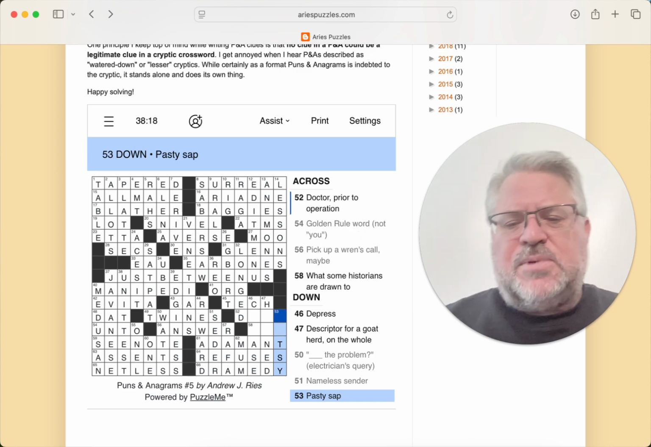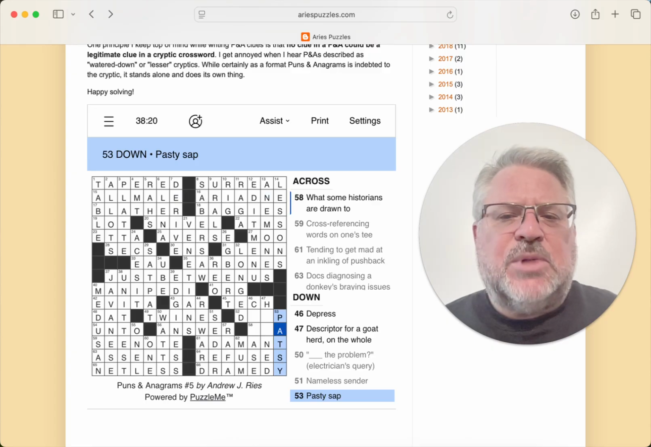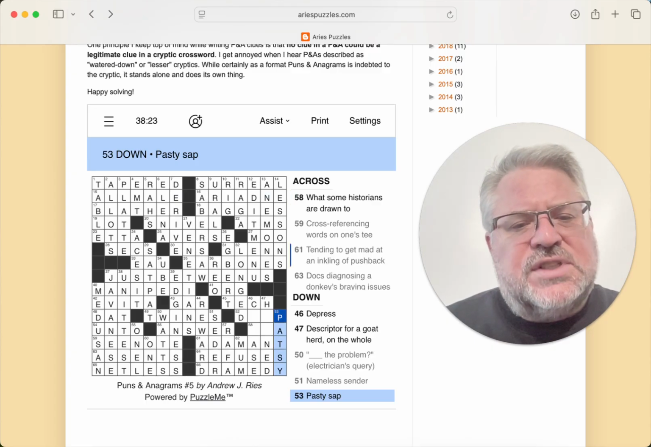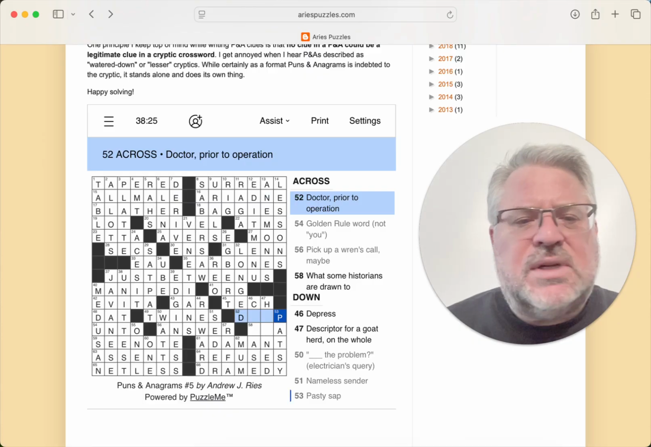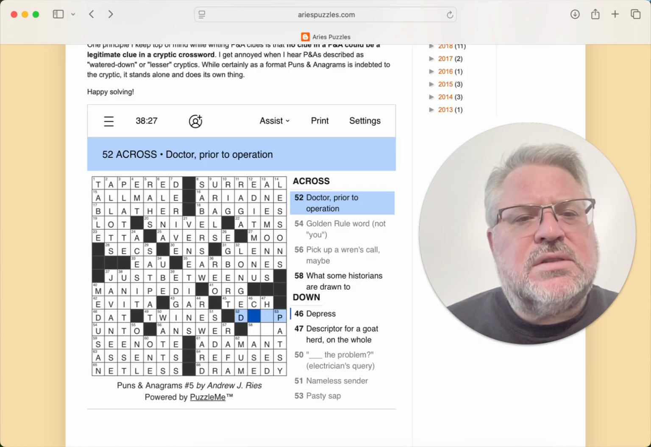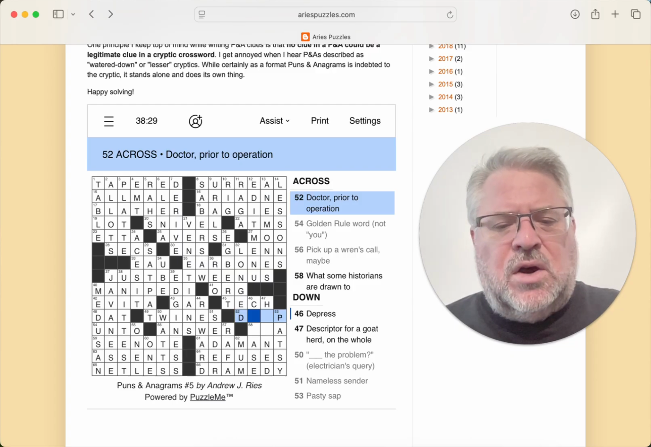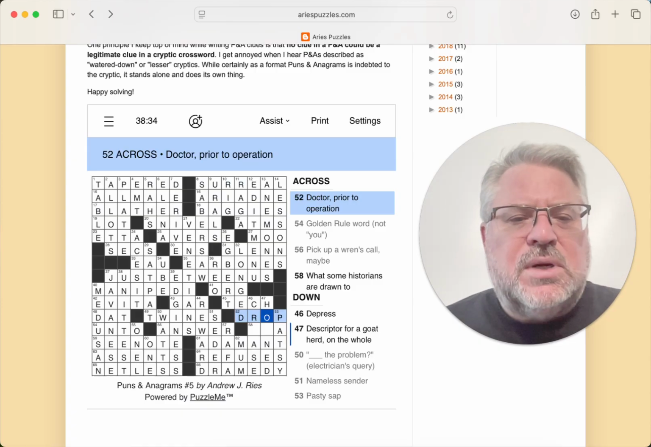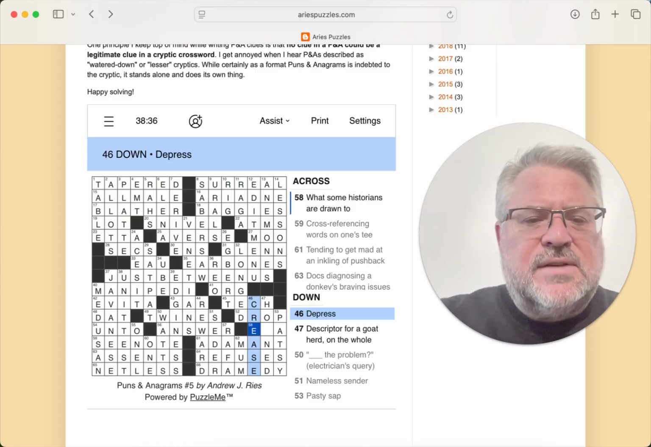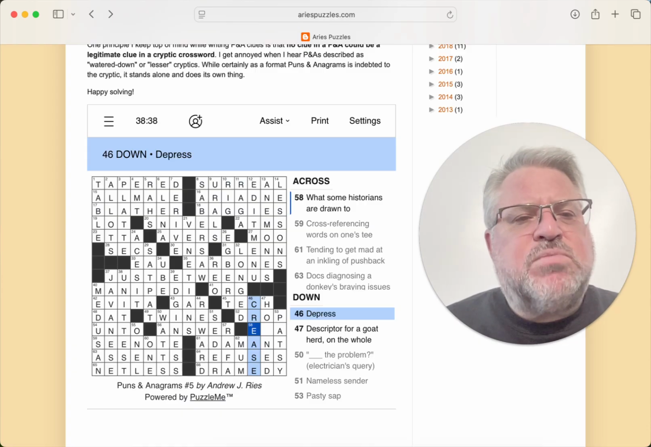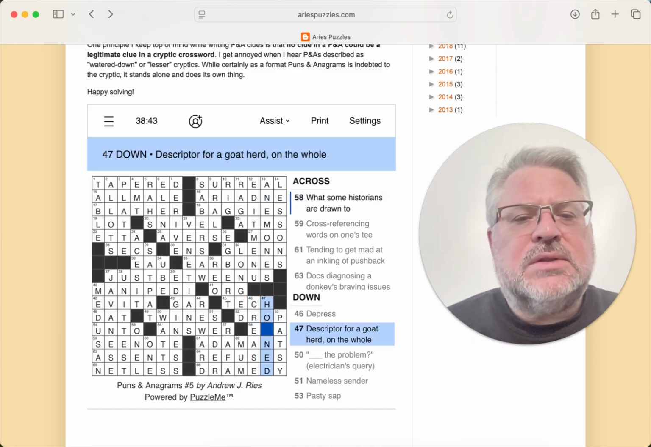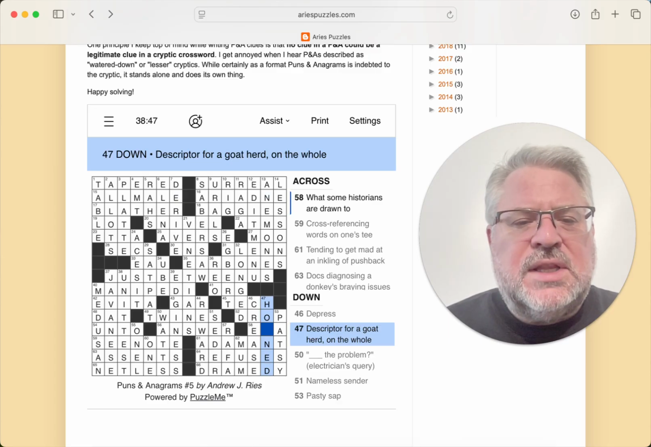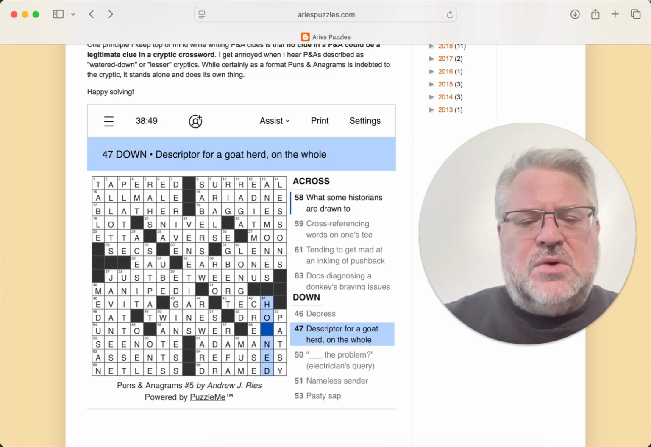Pasty sap. Pasty is an anagram of patsy. Somebody who falls for a scam is a patsy. Okay, so it is not doctor. Is it drop? It's doctor, DR, prior to OP, operation, which is drop. Yes. So crease is depress. I'm not sure I'm getting that either. Horned. I see the letters for horned in there. I don't understand how we're getting those.